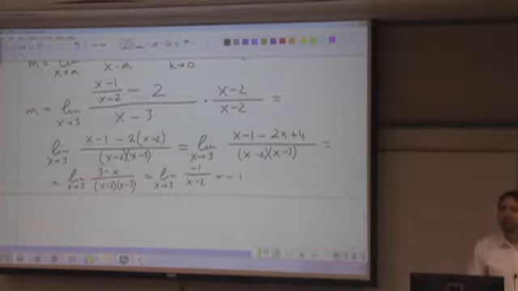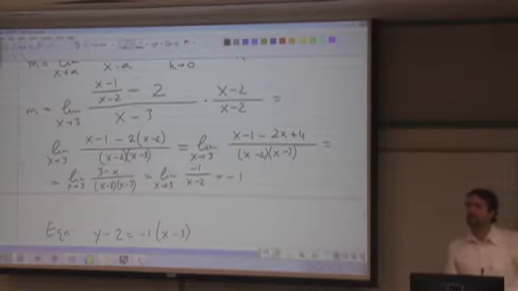Questions? That's the slope of the tangent. That is the slope of the tangent line, yes. And so my equation then is going to be y minus 3 minus 2 is equal to minus 1 times x minus 3. Okay?